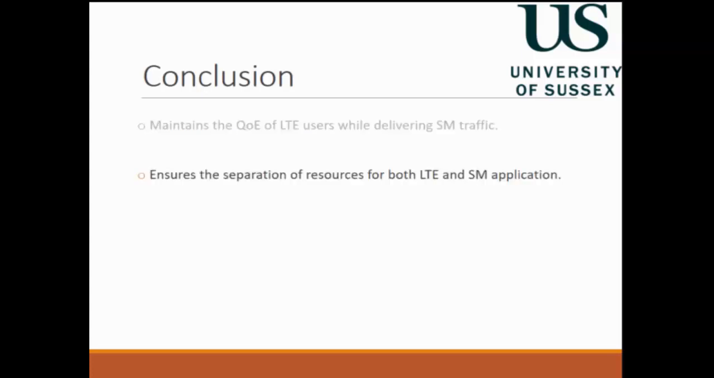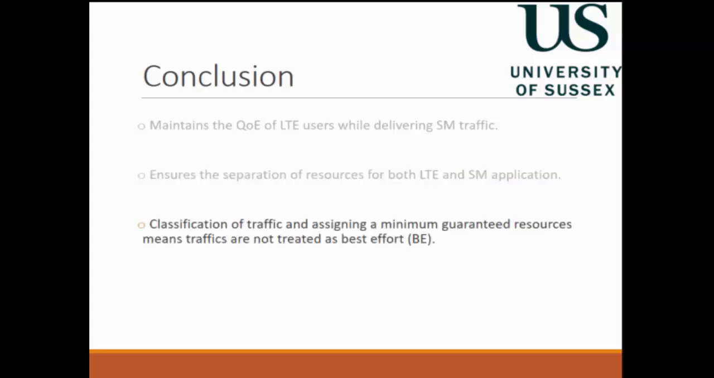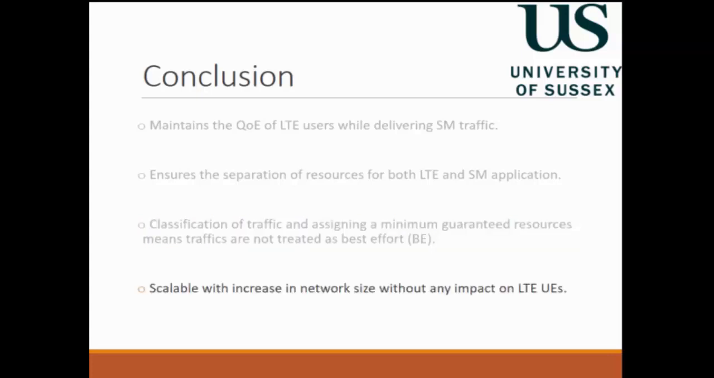We also ensured the separation of both LTE and smart metering applications, so we reused the same resources in terms of resource blocks rather than using one resource. So when mobile phones are not using those resource blocks, they get allocated to your smart meters. And classifying this traffic into groups helps you have guaranteed resources rather than being treated as best effort. And we also concluded that within that 500 square meters, even when increasing your network size from 400 devices to 1,000, the algorithm is scalable.